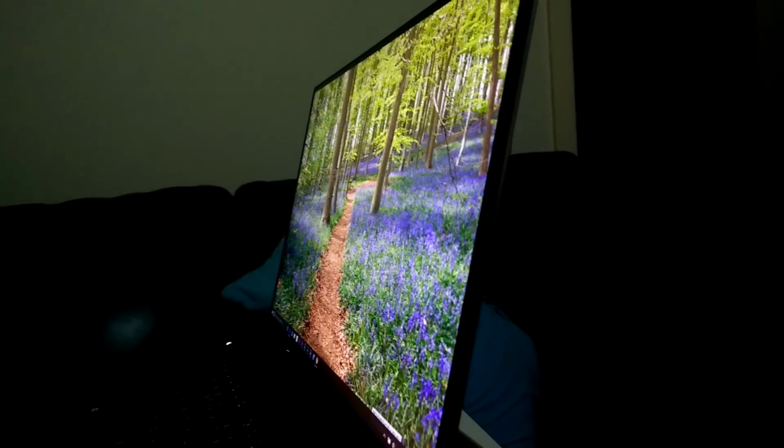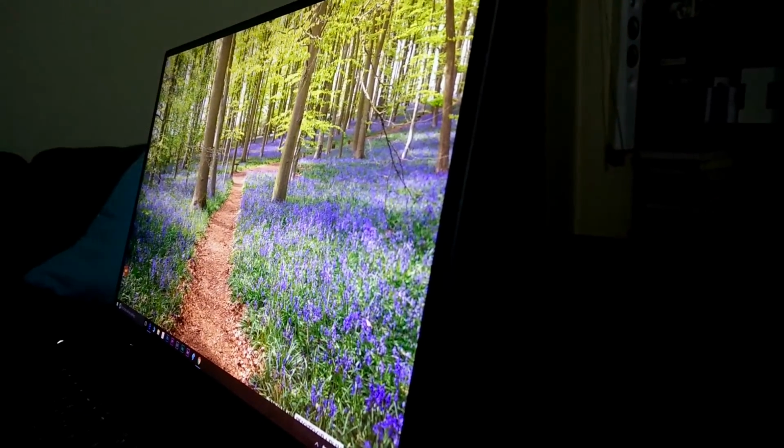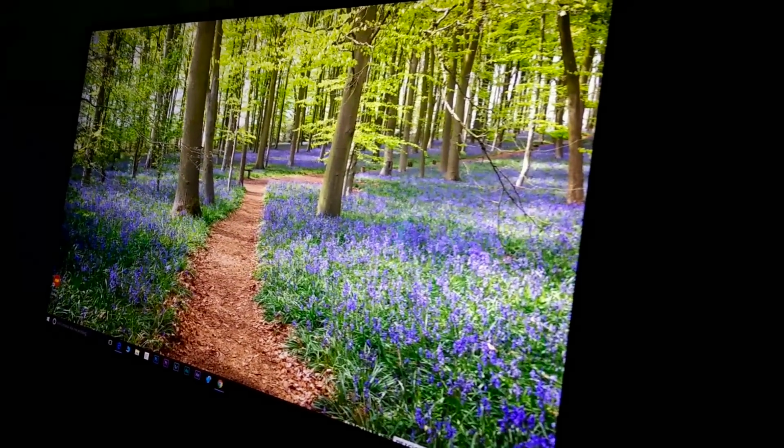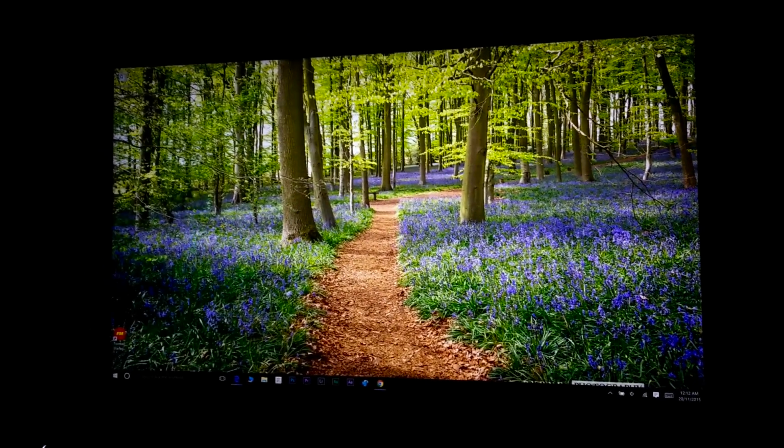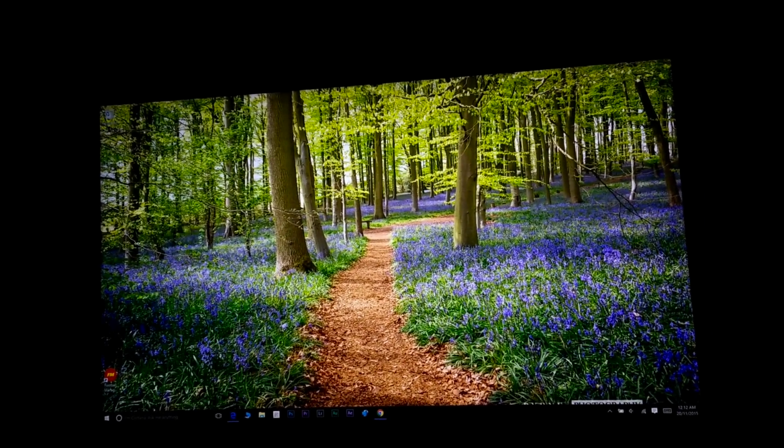So anyone out there saying that this isn't a premium monitor and pretty much the best monitor on a laptop out there, well, they've either got a bad panel or they're just wrong.